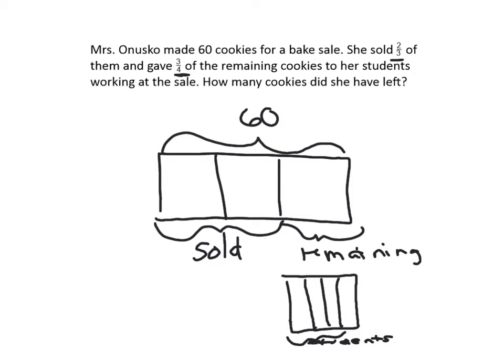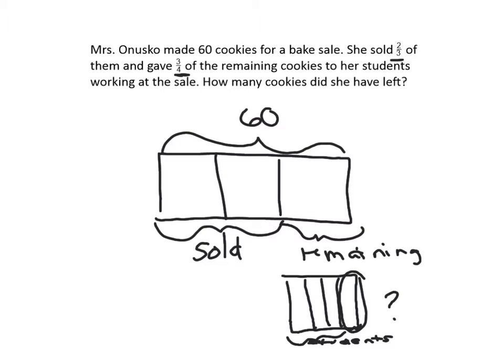They want to know how many cookies did she have left? Well, this 1/4 right here, this whole section right here, is what we're trying to find out, how much she had left. So we know we have 60 cookies. Okay, we're now going to walk through again. We know she has 60 cookies, and they split it into thirds. Okay, and 2/3 she sold. So let's split 60 into thirds and see how many she sold to begin.